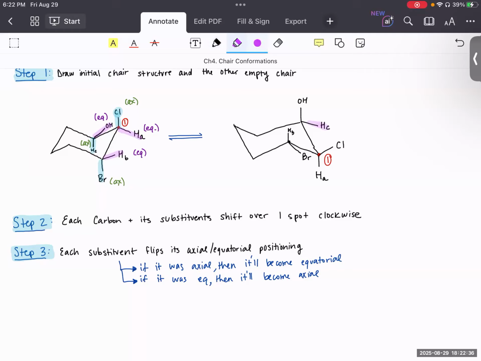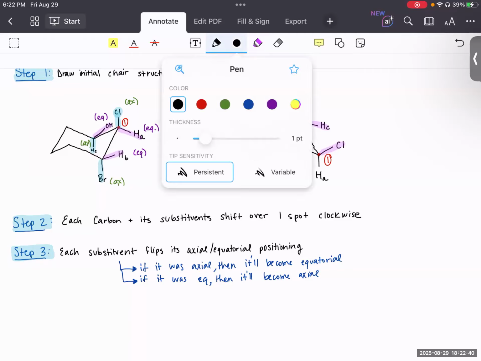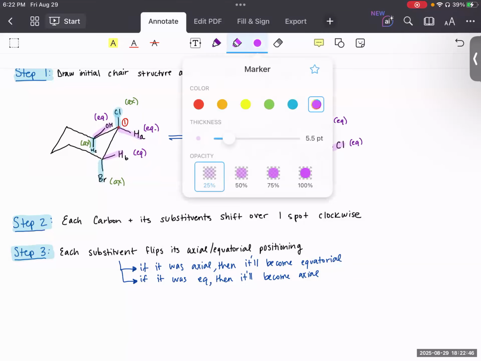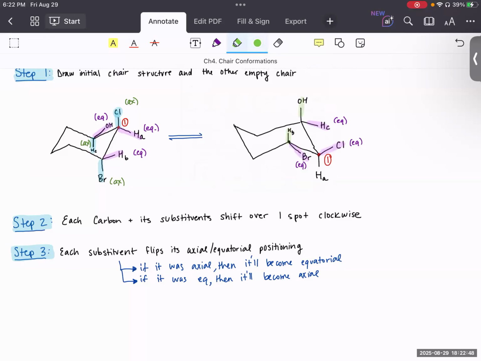And so now what we can see is those 3 highlighted in purple groups are now equatorial. And the ones highlighted in green are the axial ones. You can see that they're pointed up and down now.